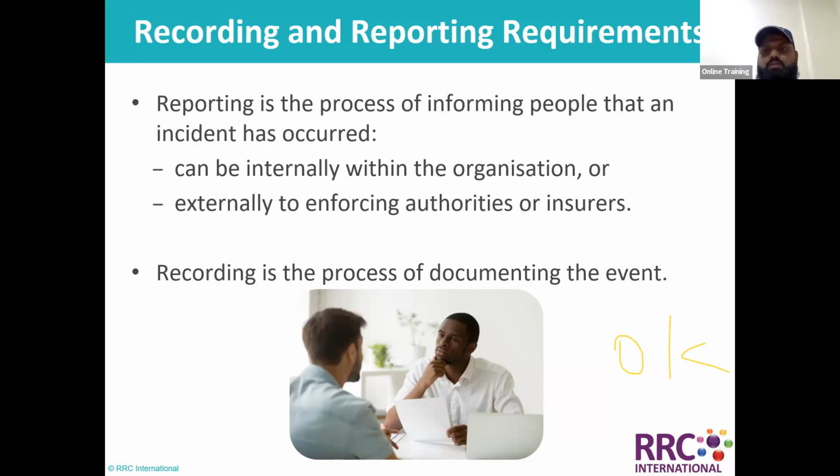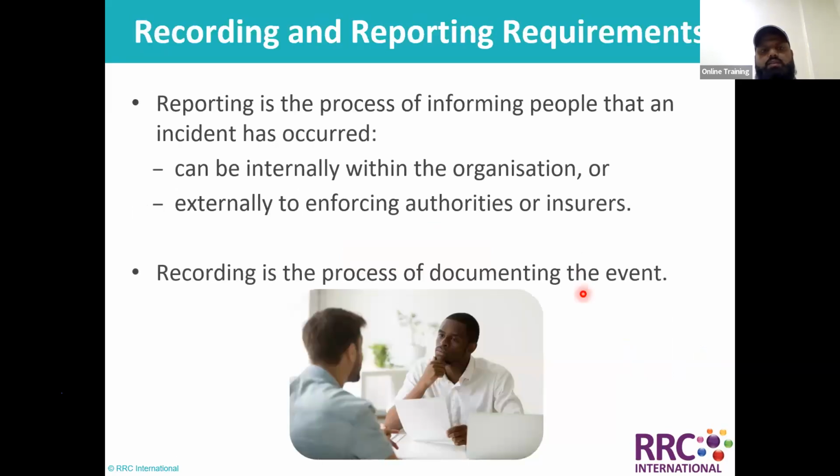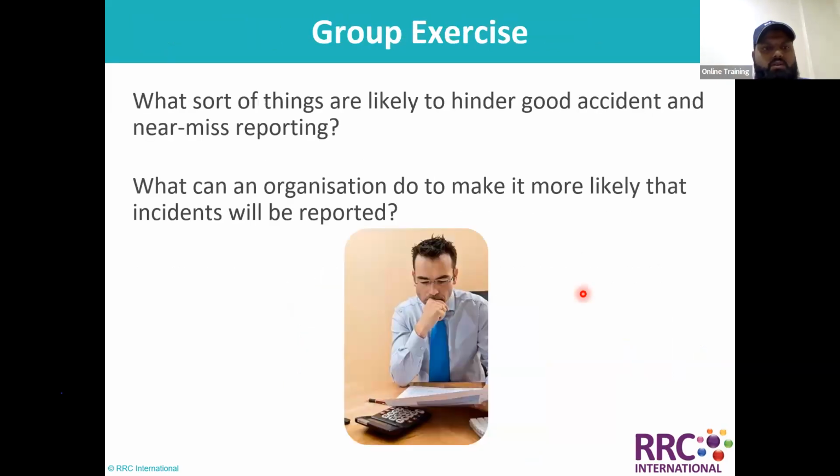Recording is the process of documenting the event. In the recording, you are documenting whatever you have investigated; you have to put it in the record. Okay, there is a group exercise.